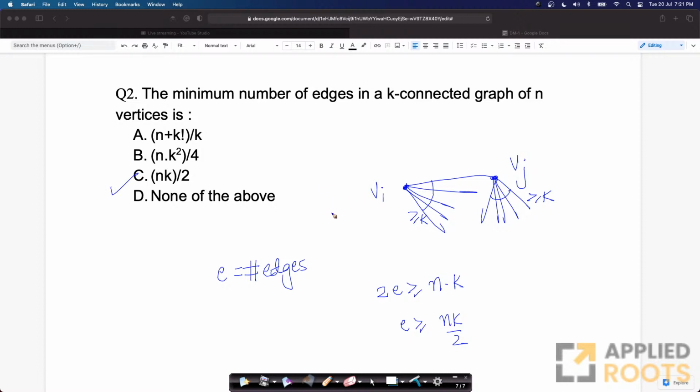All you needed to do was two things. First, you needed to know the definition of a k-connected graph. The second thing is you needed to know that the sum of degrees of all the vertices Vi equals 2 times the number of edges. That's it. Only two formulae, only two concepts. This is called the average degree theorem, obviously, but it's common sense.